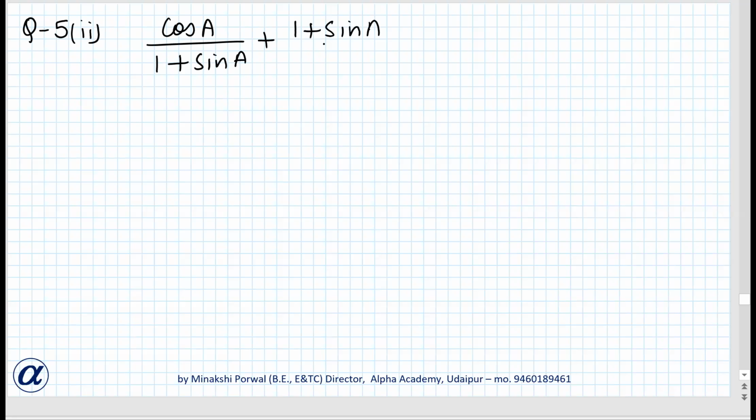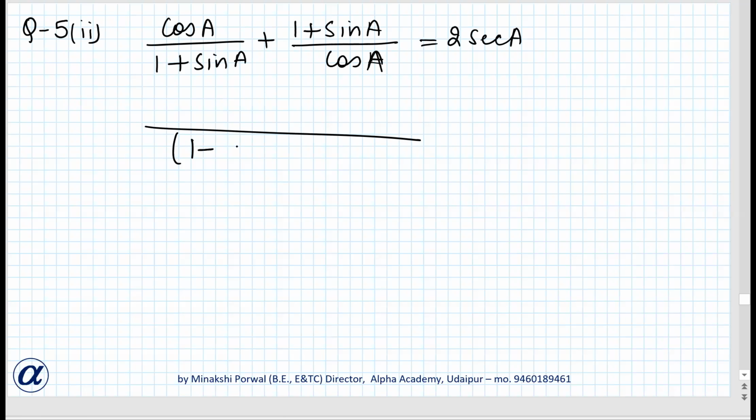Now fifth question, second part. Cos A upon 1 plus sin A plus 1 plus sin A upon cos A equals 2 sec A. Okay. So here we'll first of all take LCM. Here it is 1 plus sin A, here it is cos A. So LCM is 1 plus sin A into cos A.